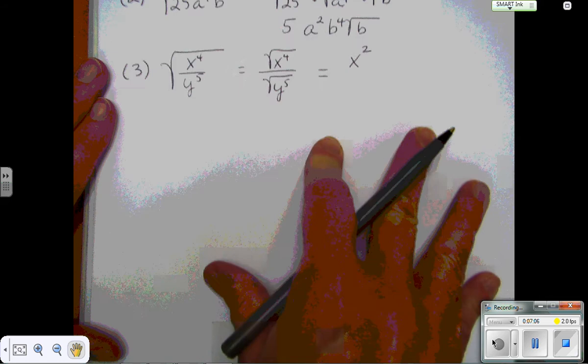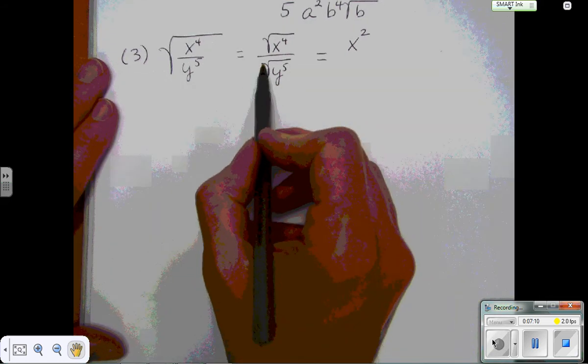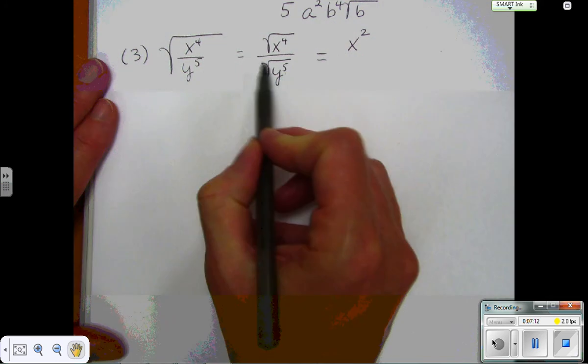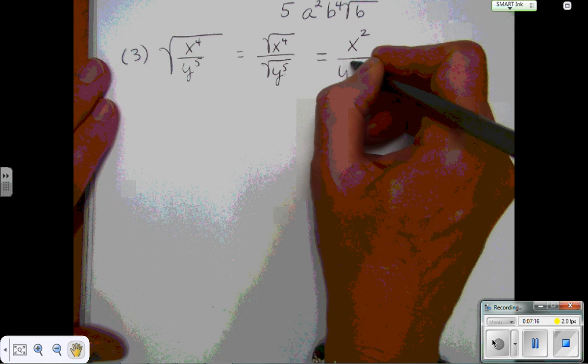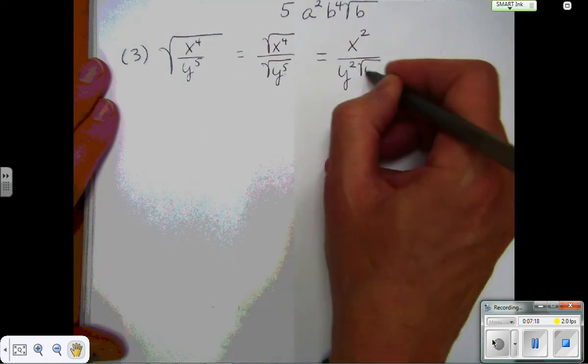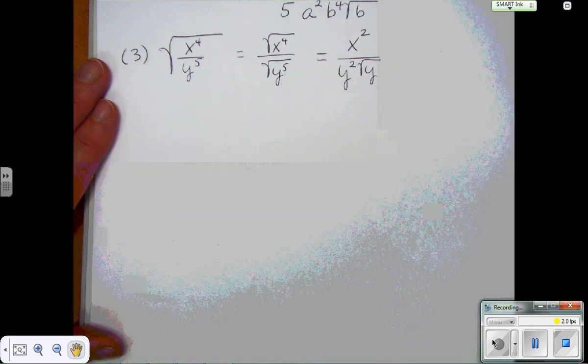But whenever I try to divide my denominator index into the exponent, 2 goes into 5 2 times. So I do have y squared, but then there's 1 y that's left inside the radical. There's 1 left over. Okay, so I have to rationalize that. I can't leave that square root of y in the denominator.